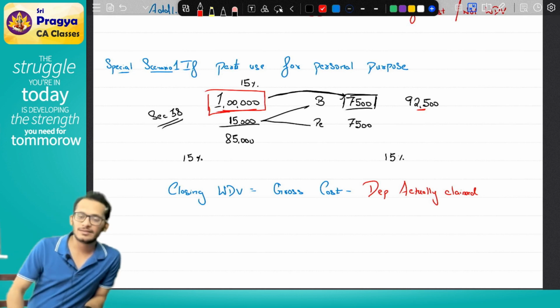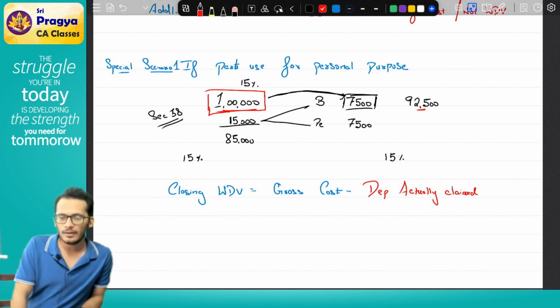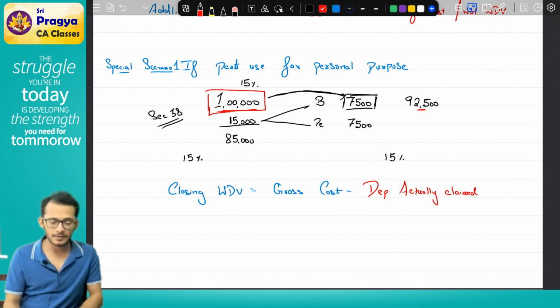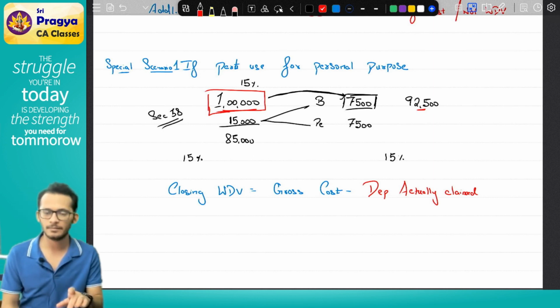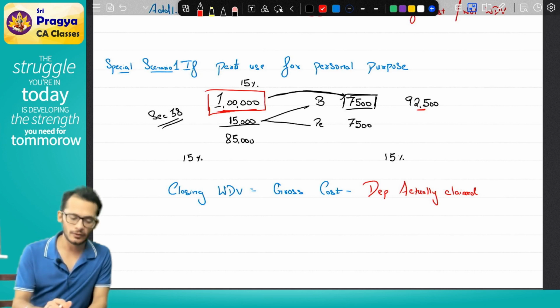As per your study material, you need to reduce only 7,500 and claim depreciation on the full 92,500. Clear? Be careful about it. We call it part personal and part business. Can we go forward? Yes.